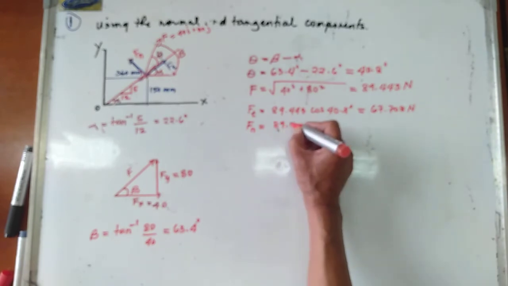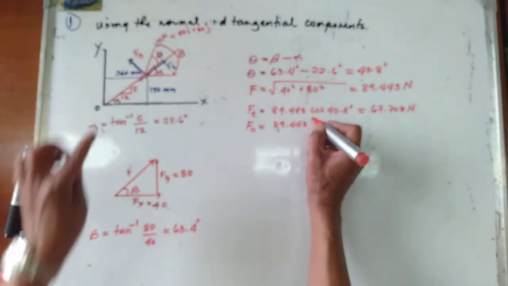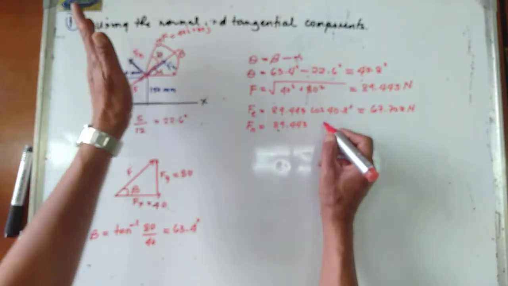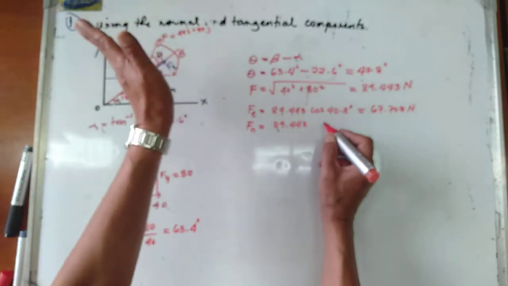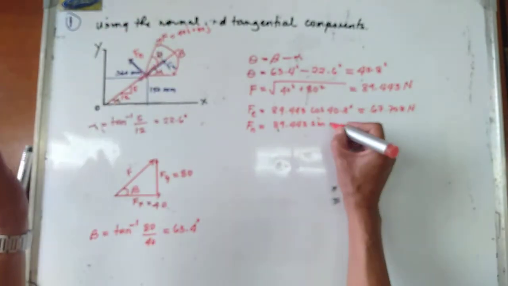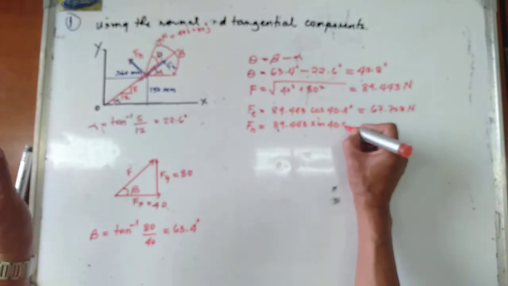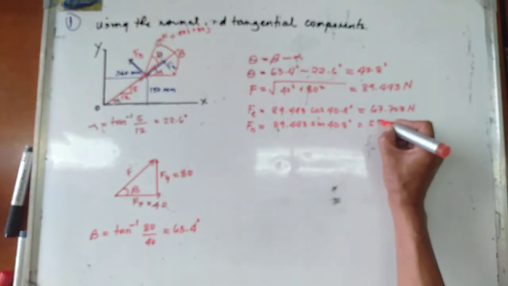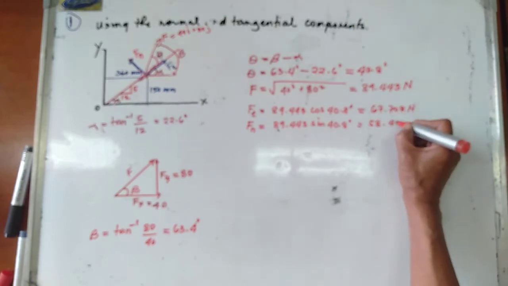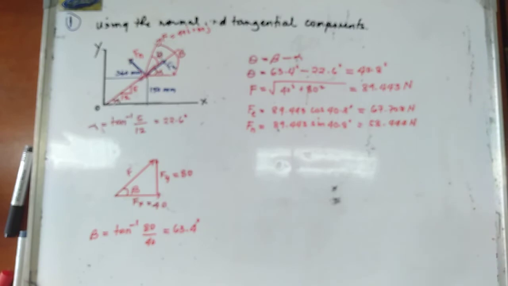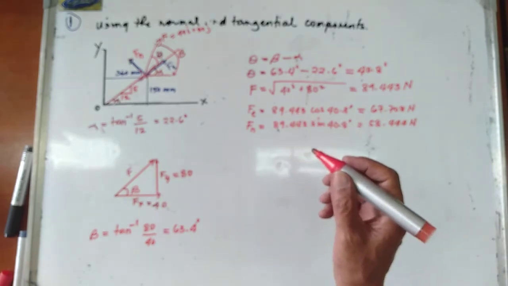And the normal component is the magnitude of that force, that is now sine. Your theta is included in the x-axis, in the tangential axis, so it is sine in the normal axis. So sine of 40.8 degrees, and this one is equal to 58.444 newtons.